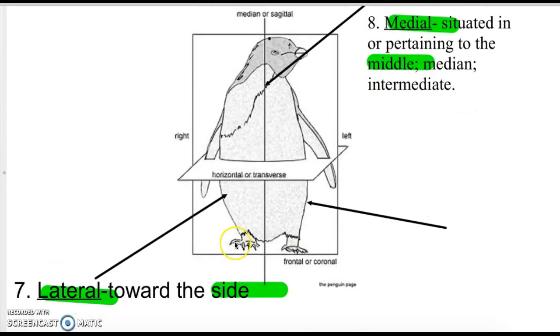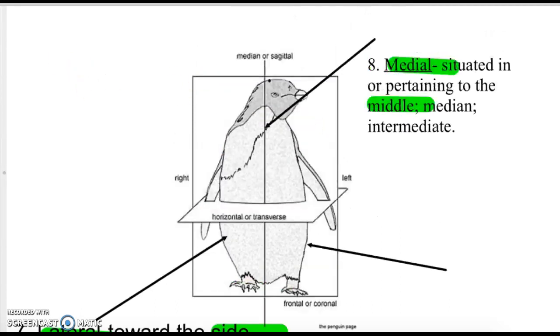Lateral is looking at the side. So if you were saying like lats for muscles, that's looking at the side. So if you're looking at the side of the organism, that's what lateral means.